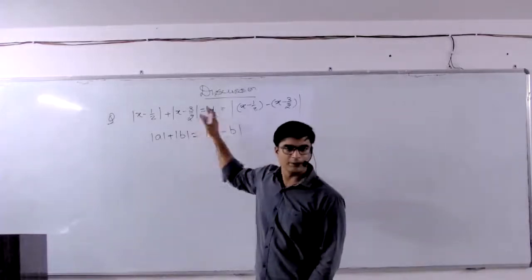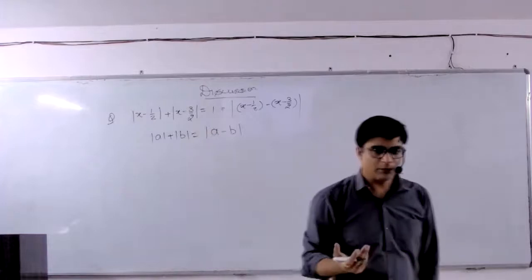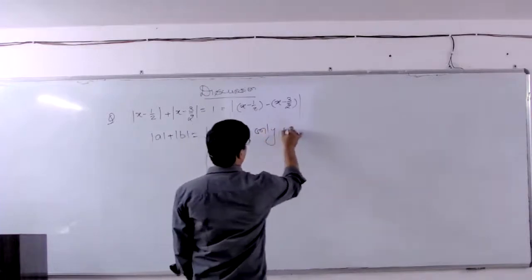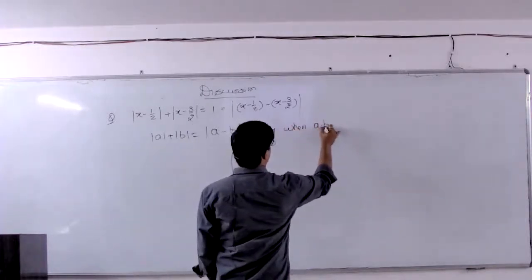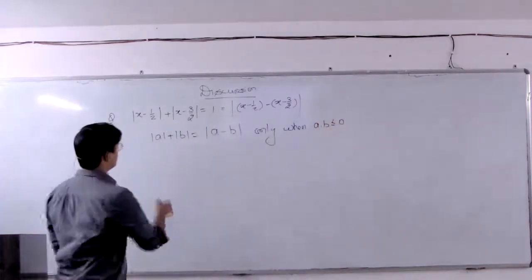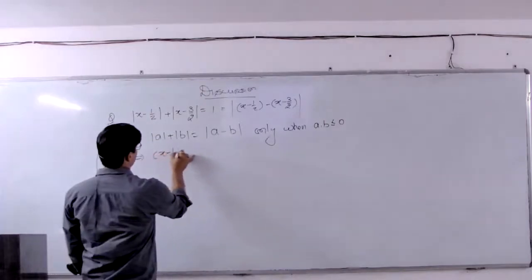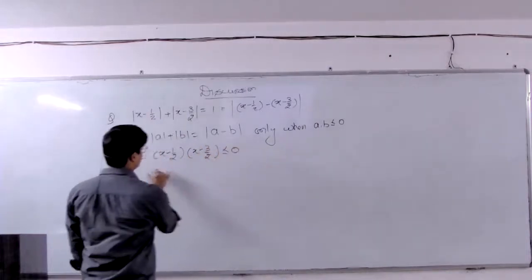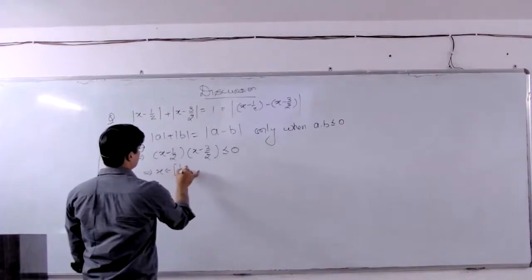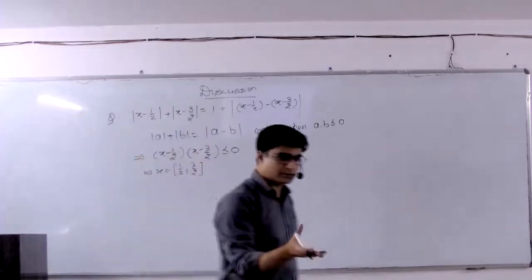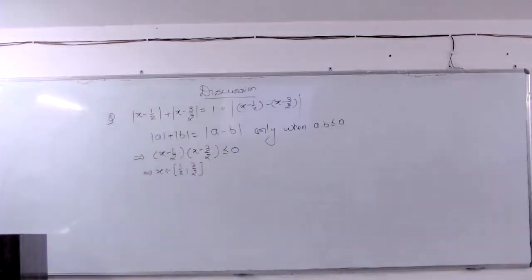Yes or no? That means A and B must be of opposite sign only when A dot B is lesser than equal to 0. Yes or no? Now, what is A? X minus 1 by 2. What is B? X minus 3 by 2 is lesser than equal to 0. X is element of 1 by 2 to 3 by 2. This is the answer we got yesterday. Yes or no? In one step, we have solved this.